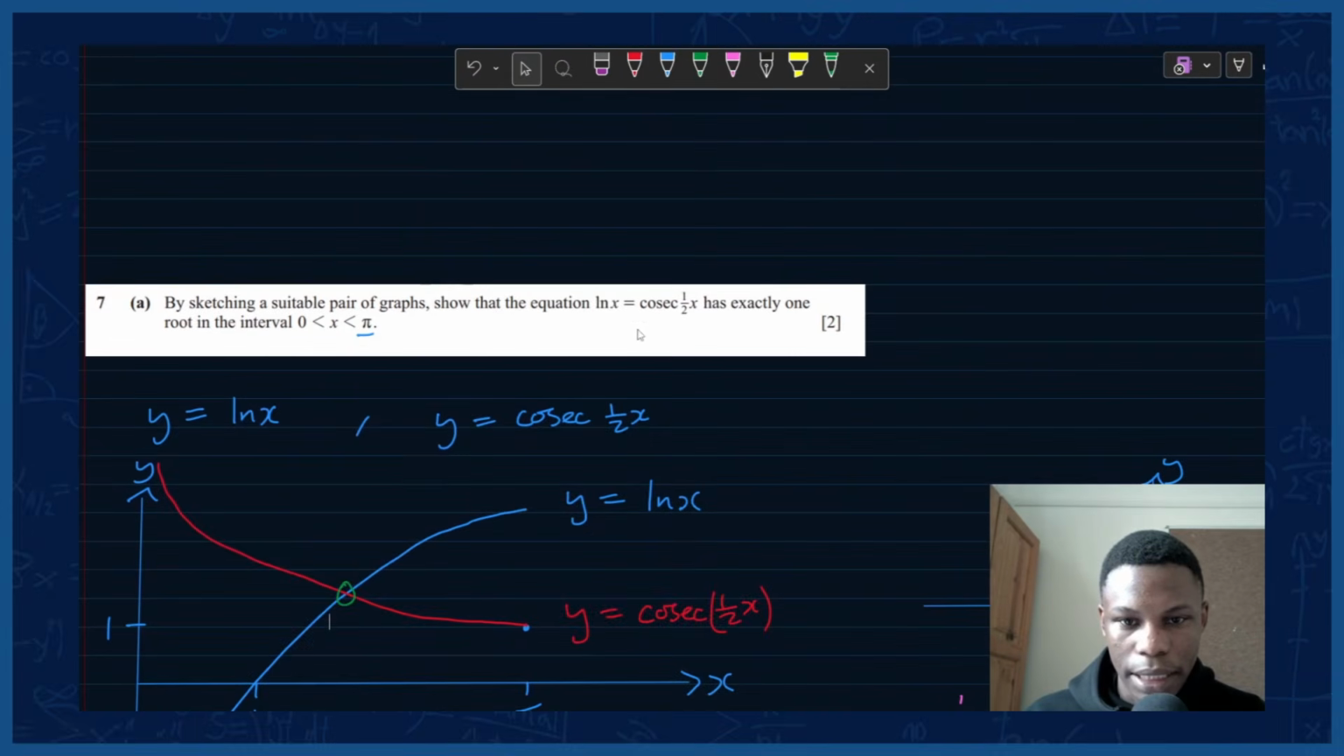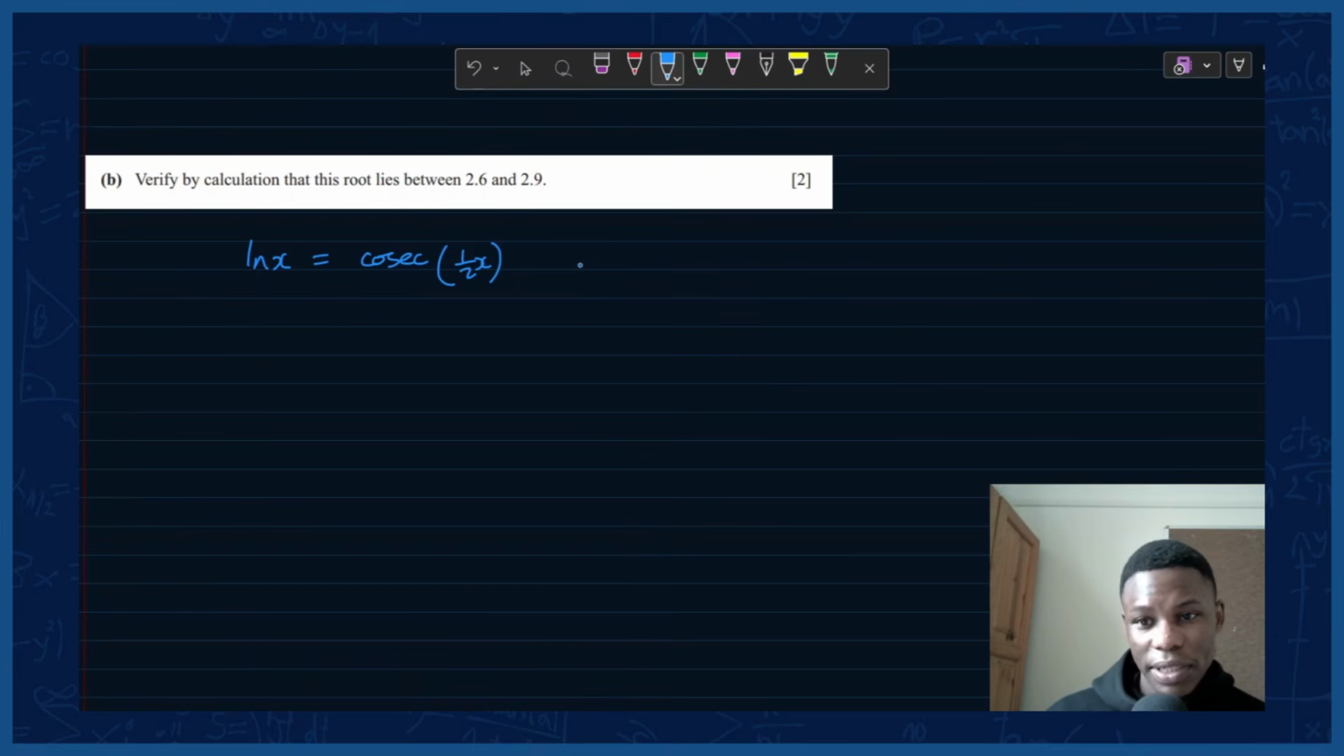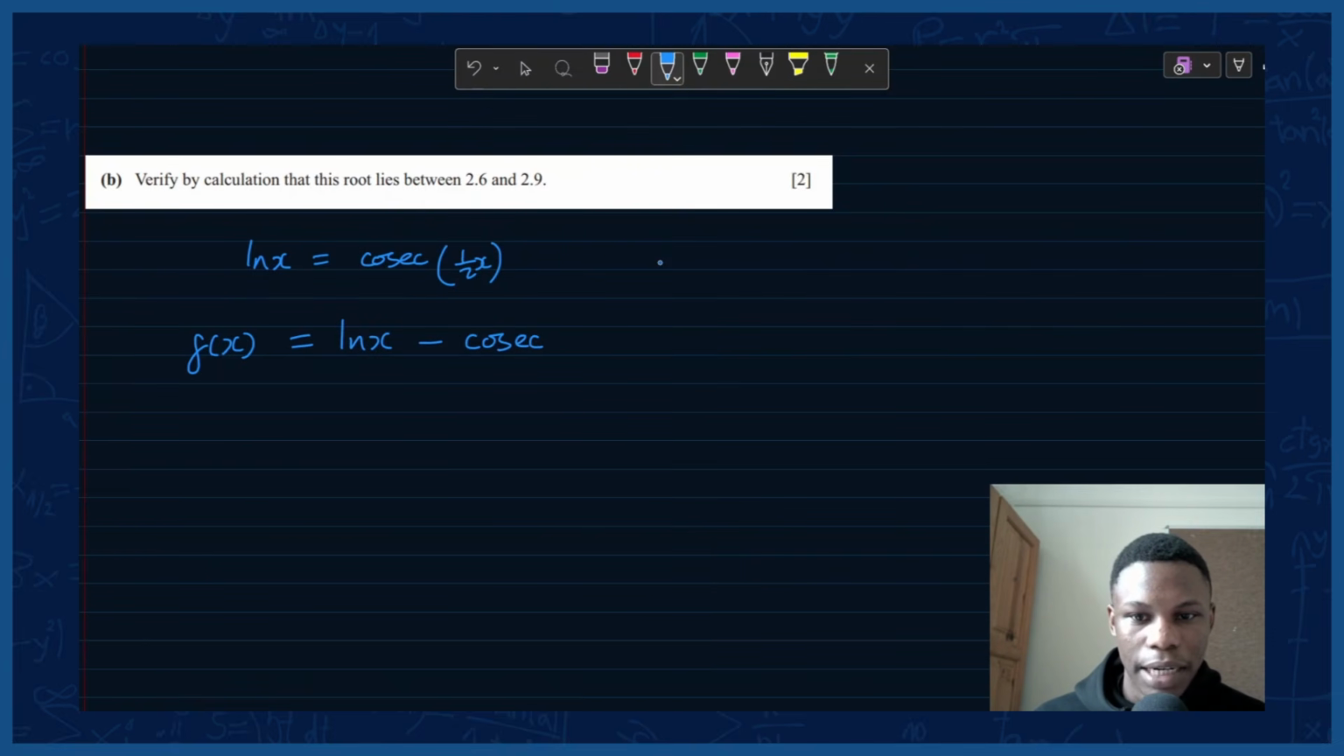Okay, so we need our equation from part A. We have ln x is equal to cosec of a half x. So what we need to do is to put both terms on one side, and then we're going to define this function f of x. So f of x is going to be, I want to move cosec to the left. So that's going to be ln x minus cosec of a half x. And this is going to be our f of x, and this is the function we use to verify if the root lies between 2.6 and 2.9.